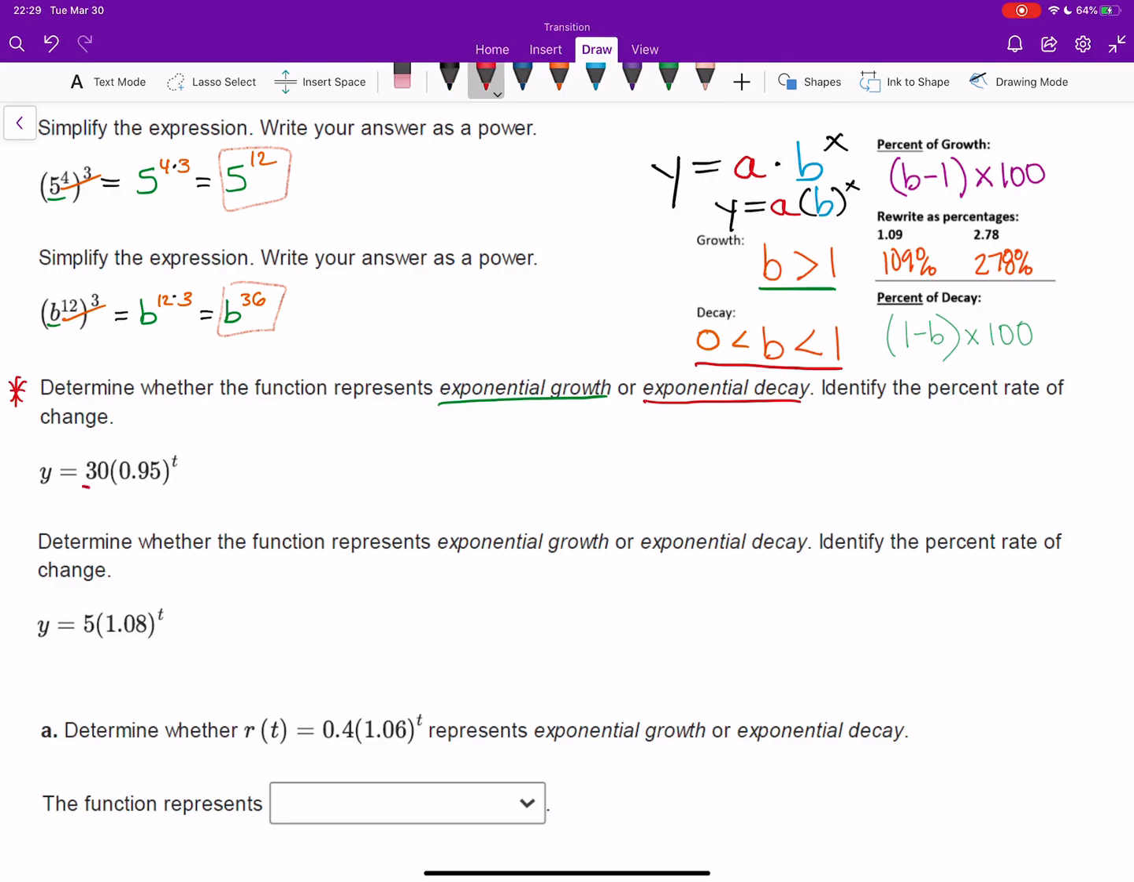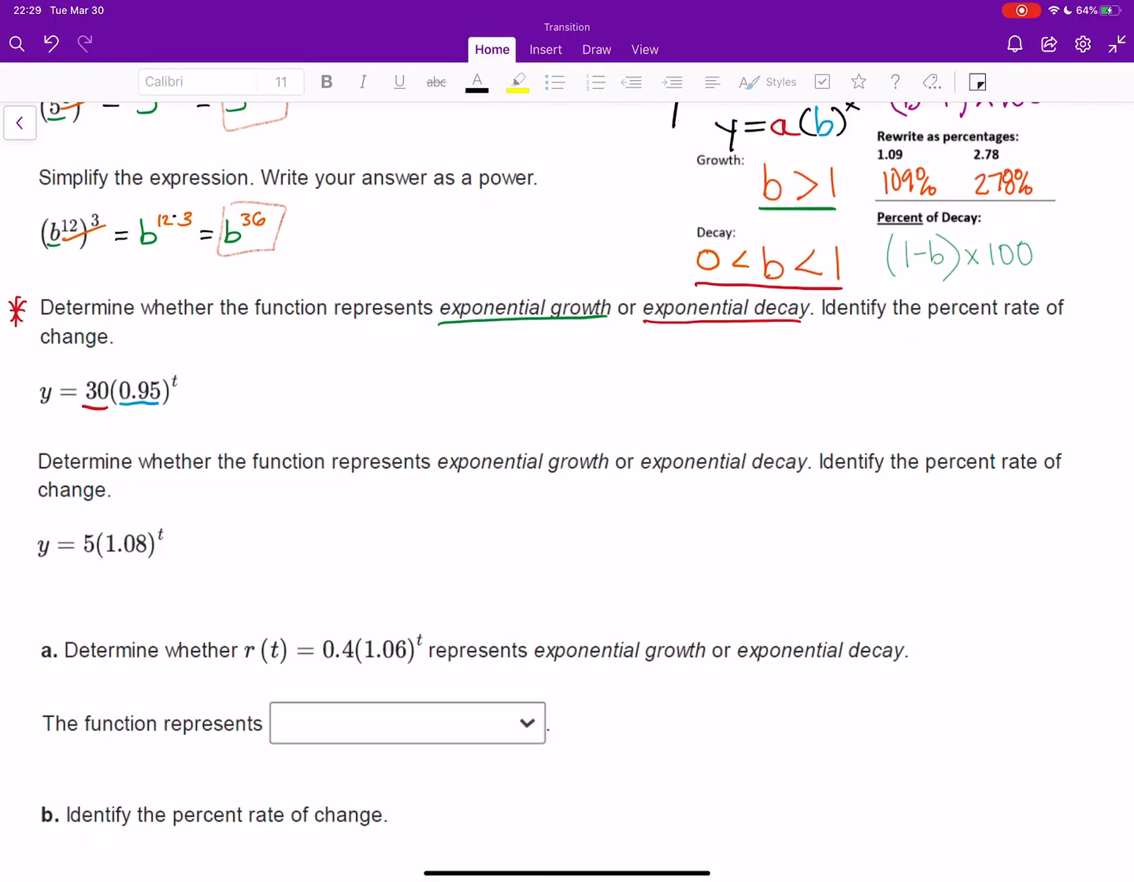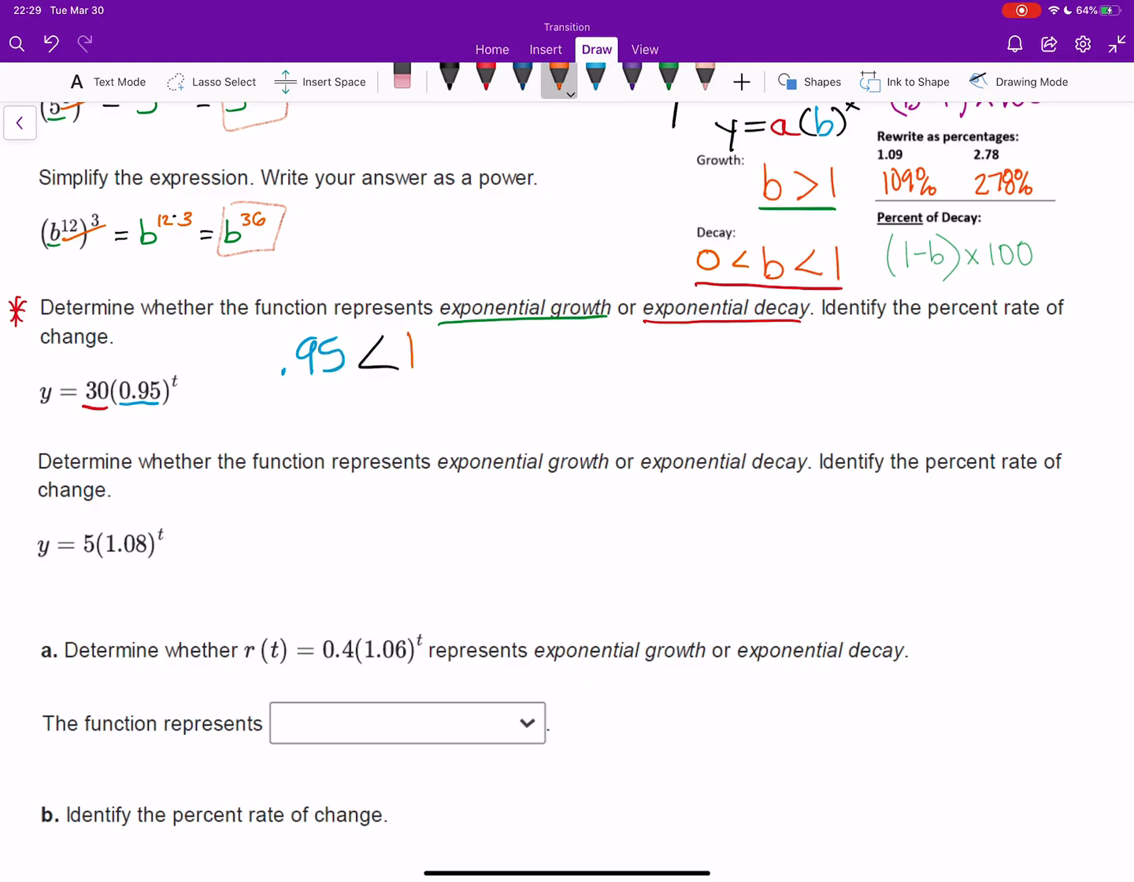So I've got two numbers here. That 30 is the a, which means the 0.95 is the b, because it has the power attached to it, that power of t. What I'm trying to figure out is, does that 0.95 represent growth or decay? Well, 0.95 is smaller than 1, which would mean, according to my notes up here, that it's exponential decay. I guess I deleted the answer boxes on this one, but we would say it's exponential decay.